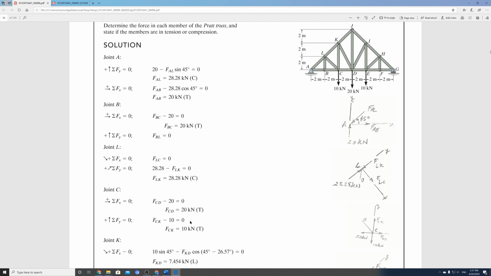Connected straight across. So FCD minus 20. Why? Because BC was 20. Minus 20 because it's drawn off, here's the diagram for this one, drawn off to the left, so it's negative. FCD was drawn off to the right, which is positive. So there you come up with FCD.